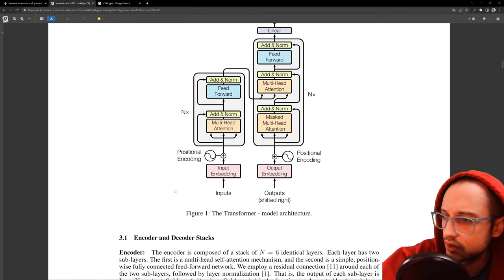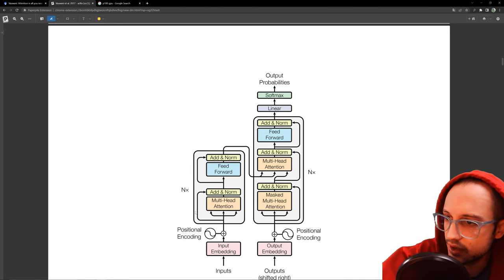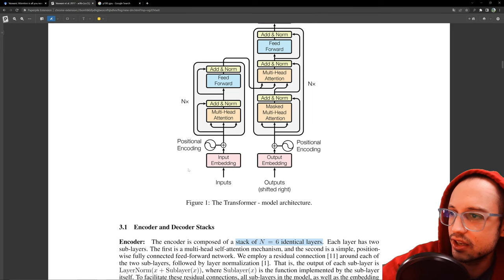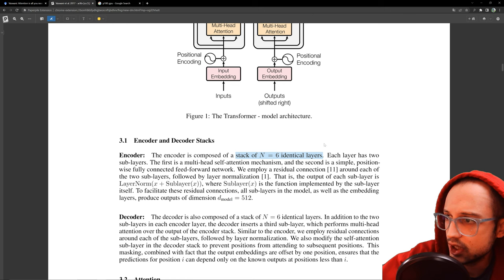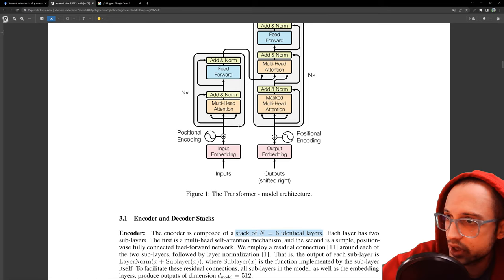Okay, so the encoder is composed of a stack of N=6 identical layers, so that's this part here. This NX here refers to the stack. So I think what they mean is the encoder is this entire thing here, and then the decoder, I guess, is this entire thing here. Each layer has two sublayers. Each layer of the encoder, which is this gray brick here, has two sublayers, these two parts here. The feed forward and add norm is one sublayer, and the multi-head attention and add norm is the first sublayer. One layer, two layers, and then N total layers of this whole gray brick.